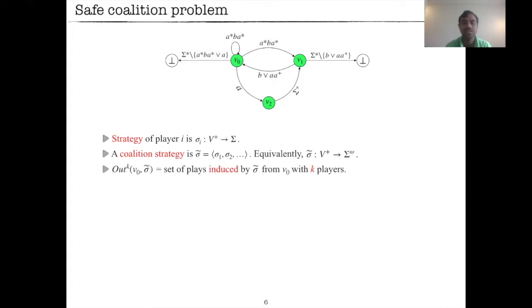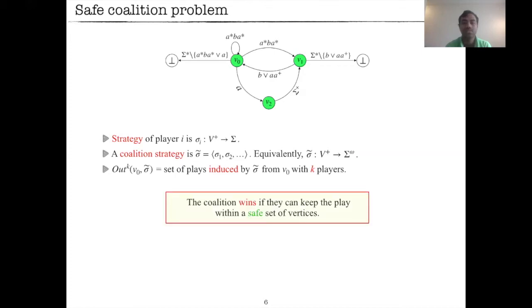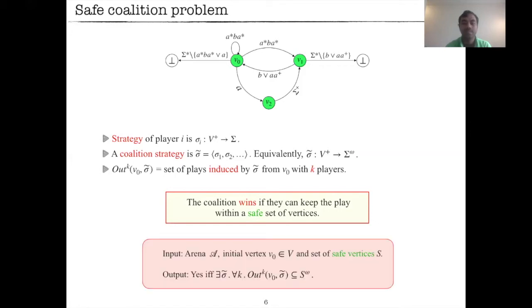Given an initial vertex V0 and a coalition strategy sigma tilde, we denote by Out_k(V0, sigma tilde) the set of plays induced by this strategy sigma tilde from V0 when there are exactly k players. We say that the coalition wins the game if they can keep the play within a given safe set of vertices. So formally, the input of the decision problem is an arena A, an initial vertex V0 belonging to V, and a set of safe vertices, which are denoted by green here, S. And we output yes if and only if there exists a coalition winning strategy.